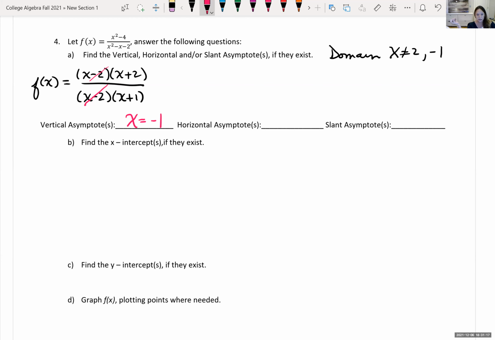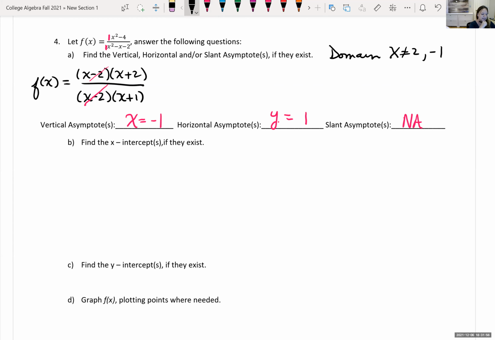Horizontal asymptote has to do with the degree of the numerator and degree of the denominator. And looking at this, the degrees are the same. And so if they're the same, we look at the leading coefficient of the top, which is 1, divided by the leading coefficient of the denominator, which is 1. And so 1 divided by 1 is 1. The only time we have a slant asymptote is when the degree of the numerator is larger than the denominator. So if we have a horizontal, we don't have a slant. So this is not available, or empty set, or none, whatever you want to write.